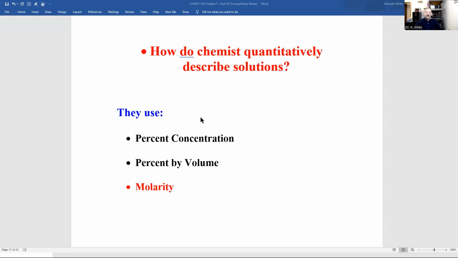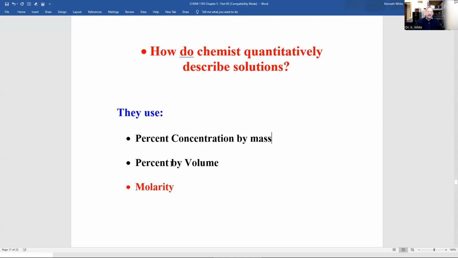So how do we standardize these? How do we measure and describe a solution with the same type of solvent and solute? We use what's called concentration. And there are different ways of determining concentration. One is by percent concentration by mass or weight. I should have here by weight.